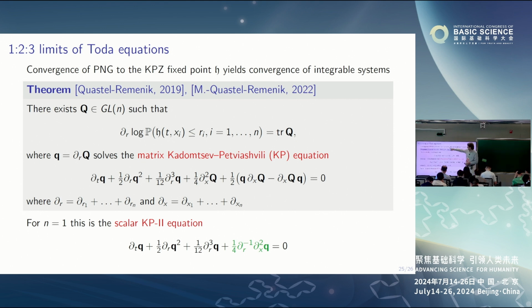Okay, so here again, H is the KPZ fixed point, and I look at the multi-point distribution function of the KPZ fixed point. So time is the same. I fix different spatial points x. I fix different values r. So I take the logarithm, I take the derivative, and what I obtain is equal to a trace of a matrix. And this matrix Q is a solution to some PDE, which is again some known PDE, which is a matrix KP equation.